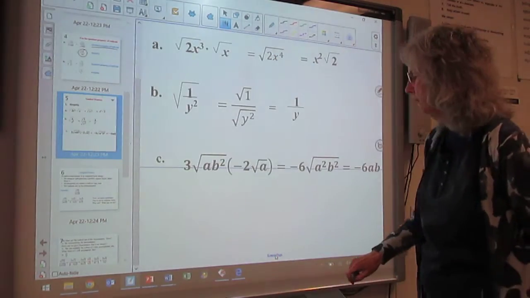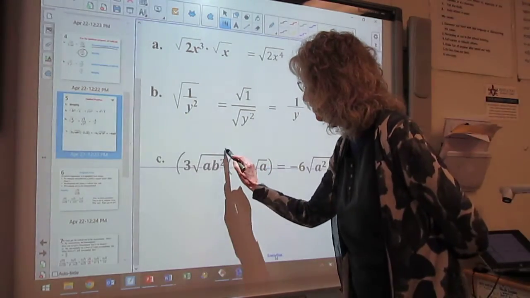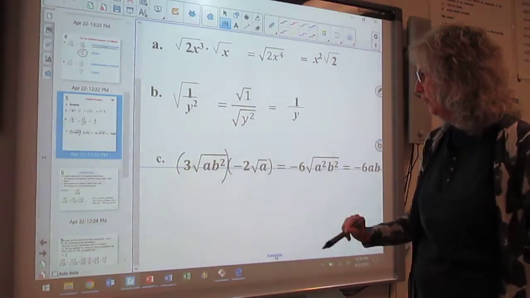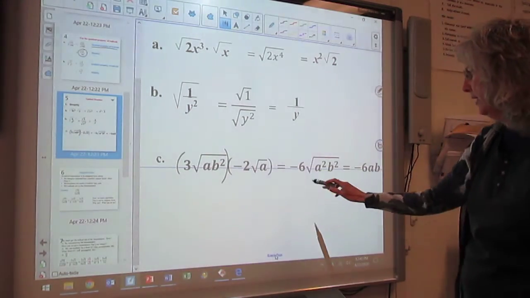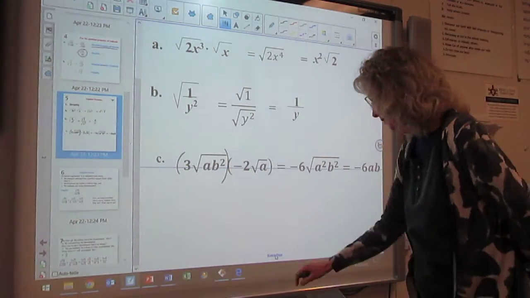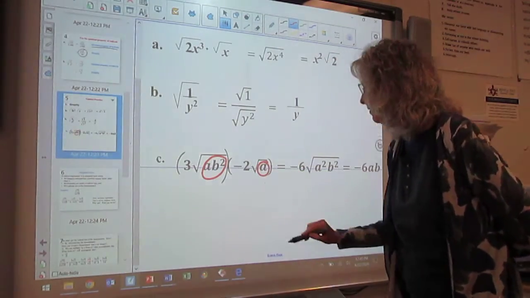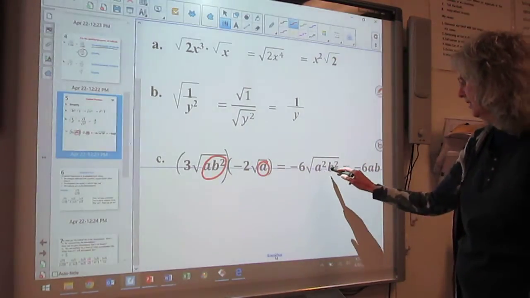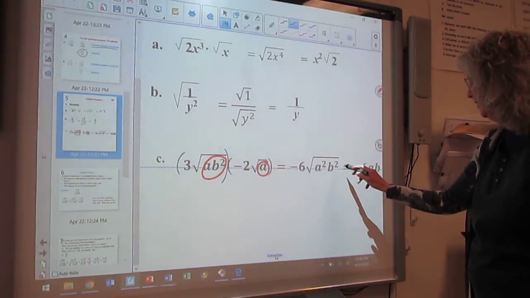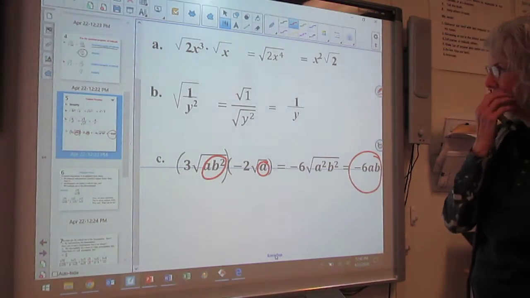The next one's a little bit trickier. Okay, we've got a product here. Here's the rest of it, okay? Now, this 3 and this -2 are outside radical signs, so they're going to combine to be a -6 in front of the radical sign. We're going to combine everything else. We're going to combine this and this under the same radical sign. We get a squared b squared under the radical sign. Well, the square root of a squared is a, and the square root of b squared is b, so we're left with -6ab.